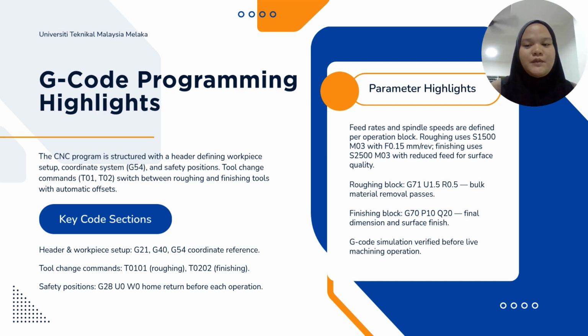For the machining parameters, roughing uses 1500 rpm with M03 and a feed rate of 0.15 mm/rev for efficient material removal. Finishing uses 2500 rpm with M03 and a lower feed rate to achieve a smoother surface finish. Finally, G71 is used for the roughing cycle, G70 is used for the finishing cycle, and the program is verified through simulation before actual machining.